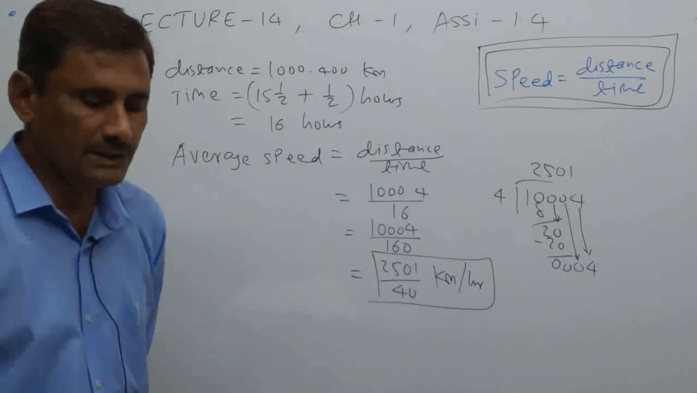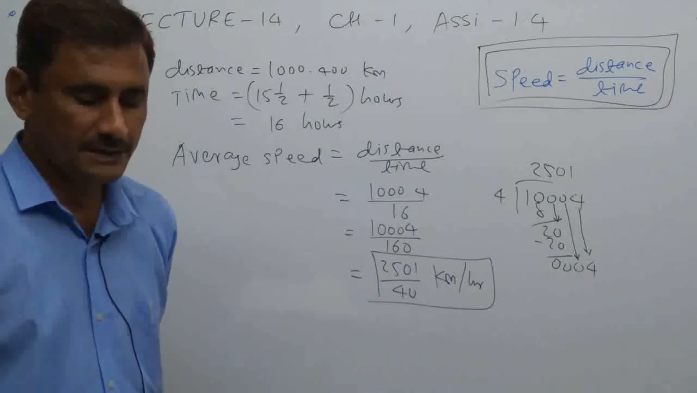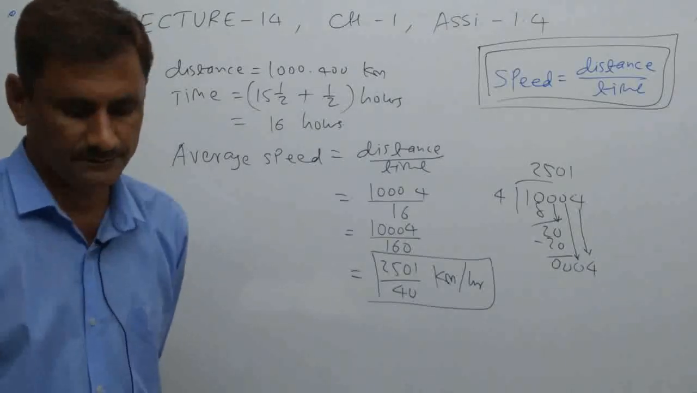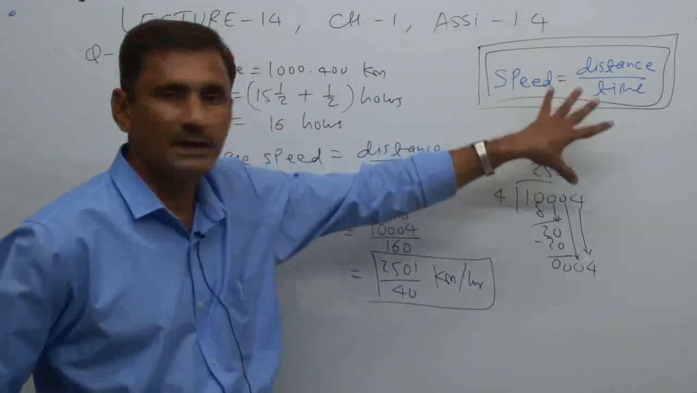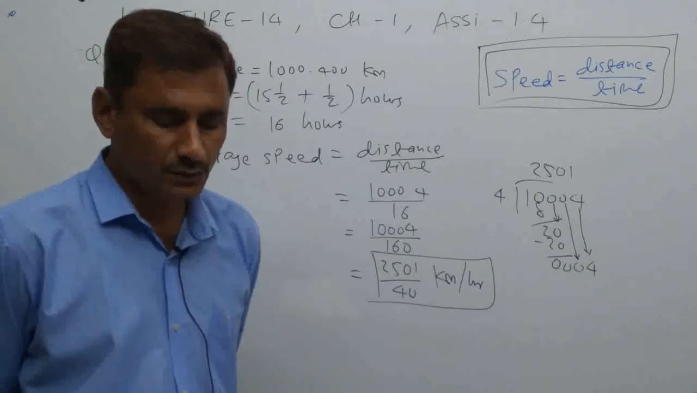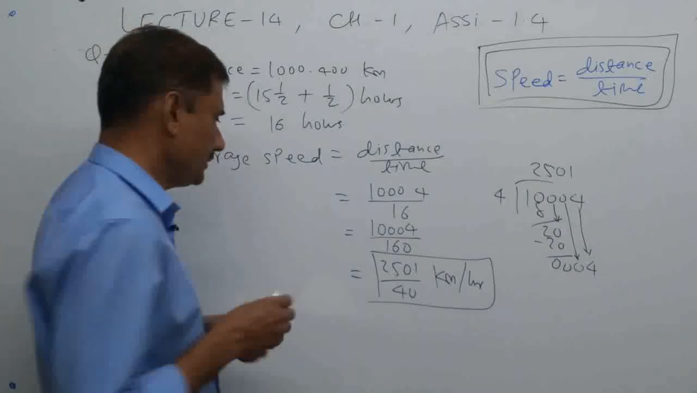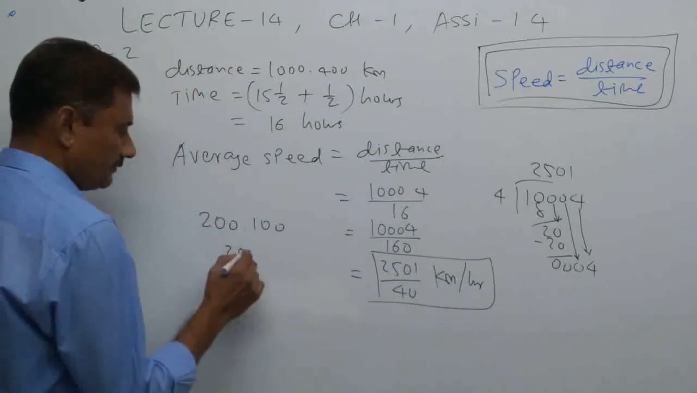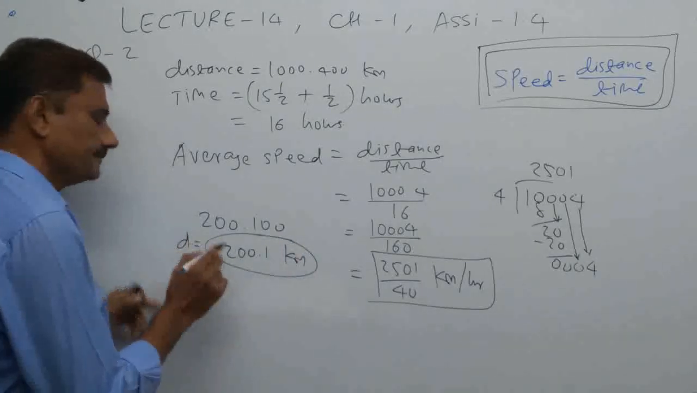Okay, question number 3 in homework. Speed is given, a mixed fraction is there, converted into an improper fraction. How much time will it take? So you will use the time formula, which we already used in the MCQ. The distance is 200 kilometer 100 meters, so it will be 200.100. You can write 200.1 also. So this will be in kilometers, meaning distance.